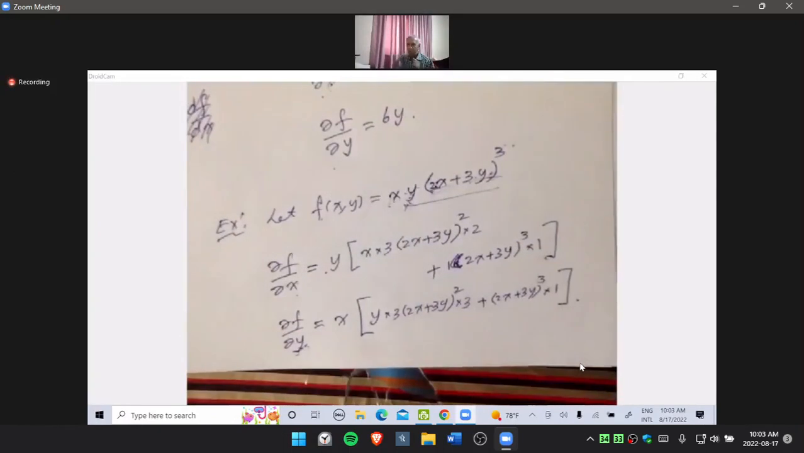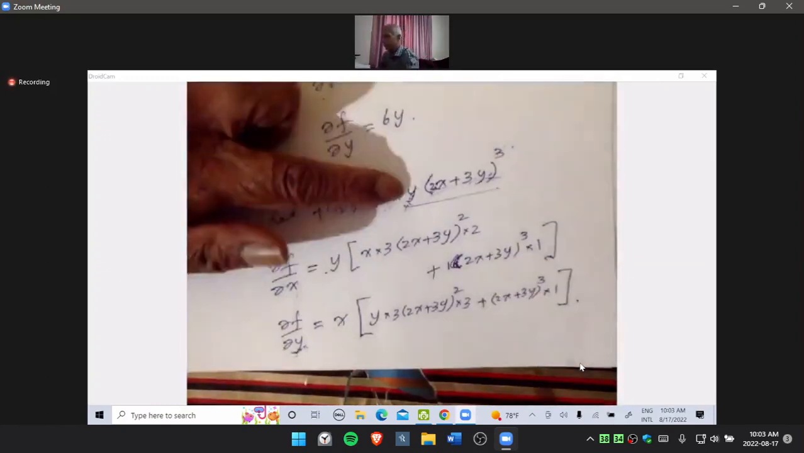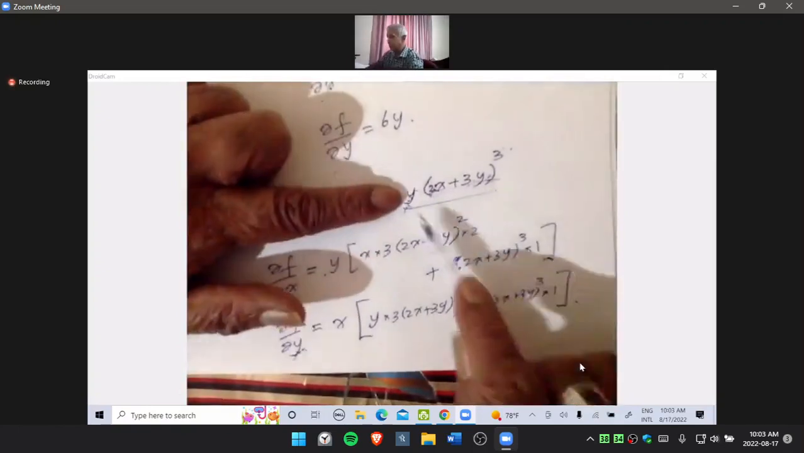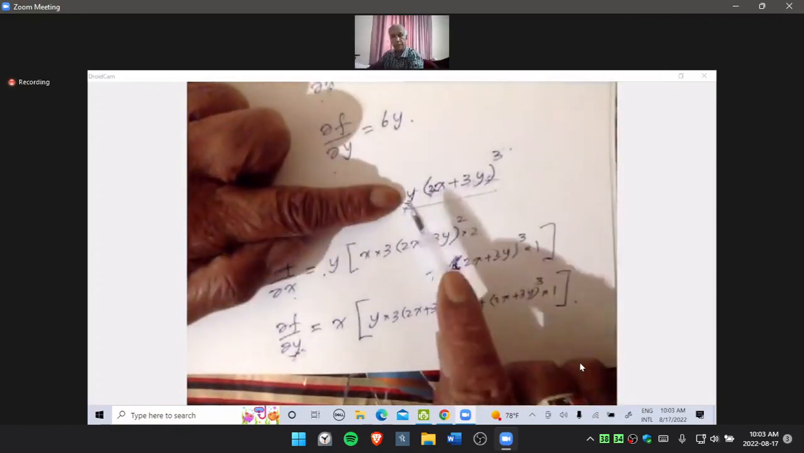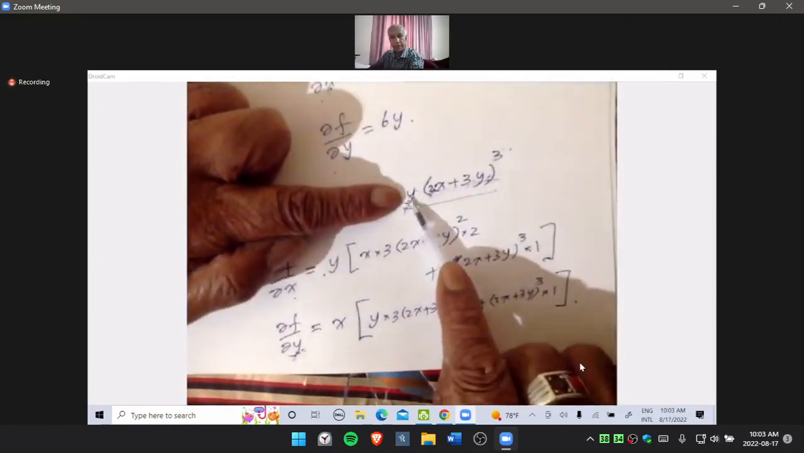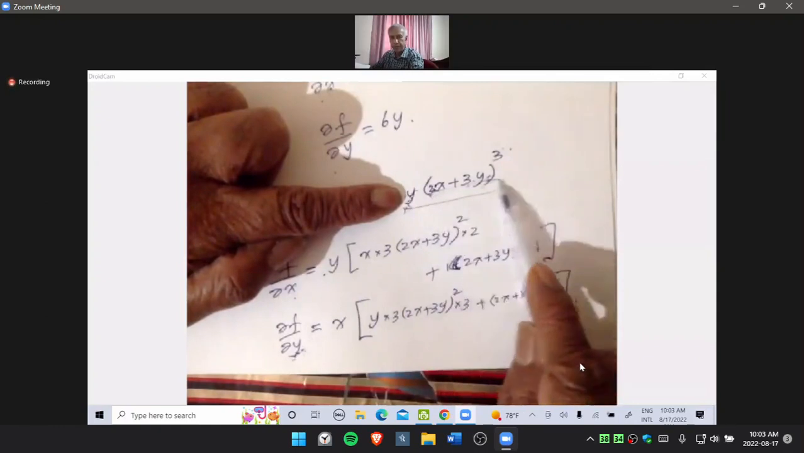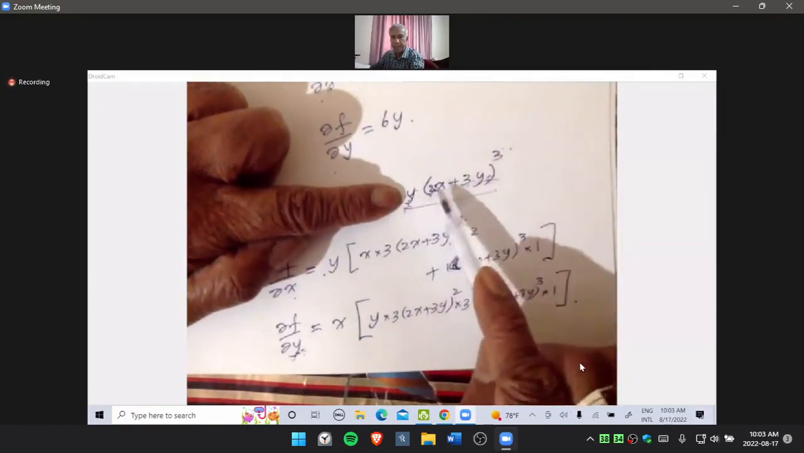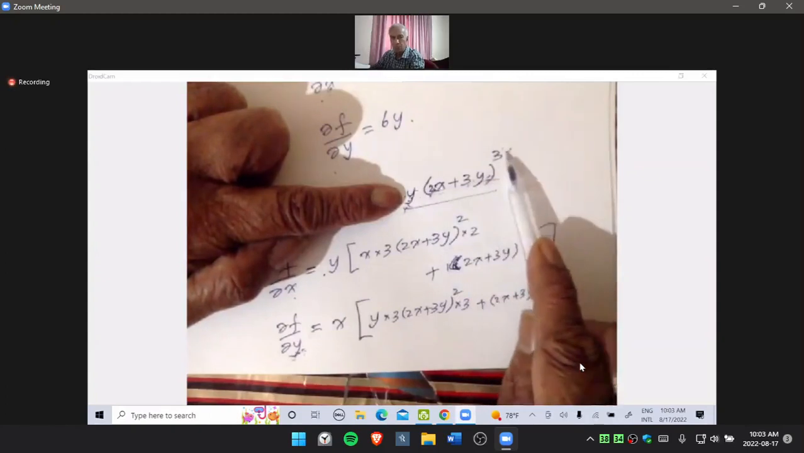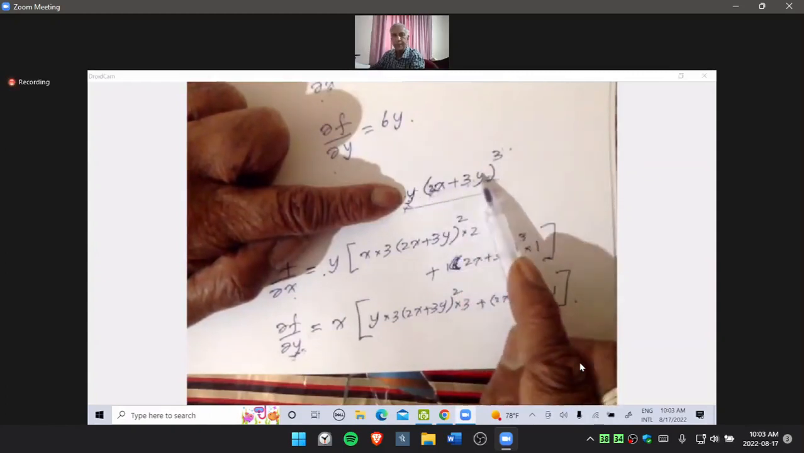Here, y is the variable. X is treated as a constant. So you keep x outside, constant times derivative of this with respect to y. Y is the variable, so the derivative of y with respect to y is 1. So y times derivative of this. Look, y times what is the derivative of this? 3 times the 2 times derivative of the function inside.